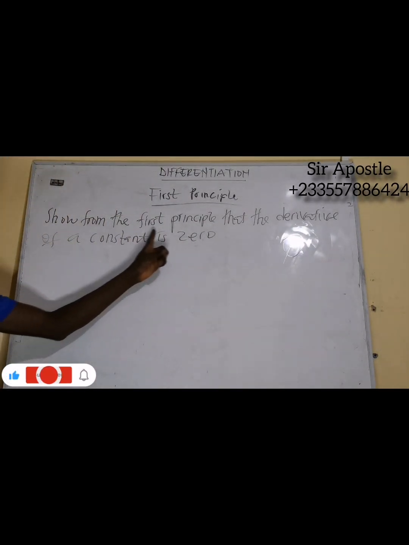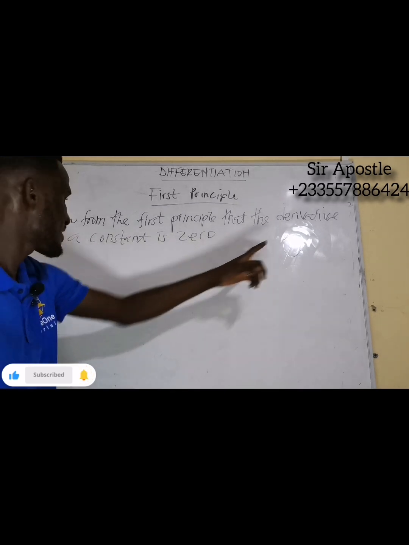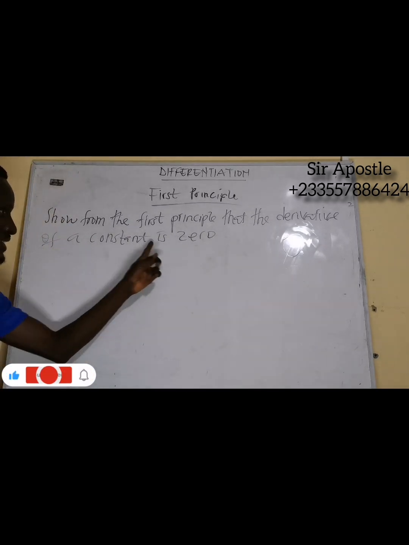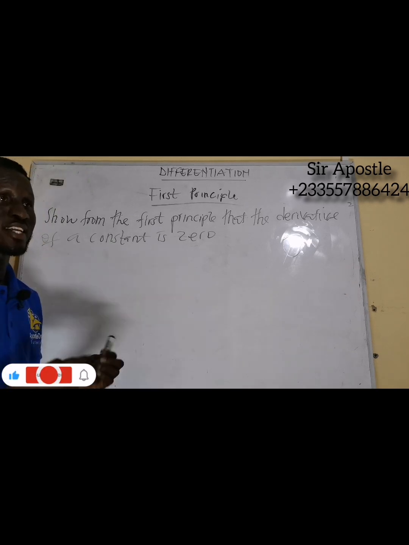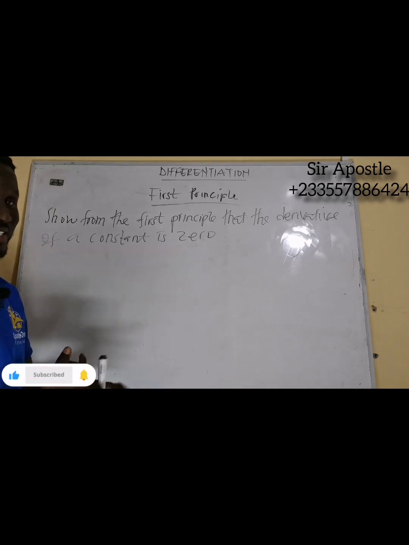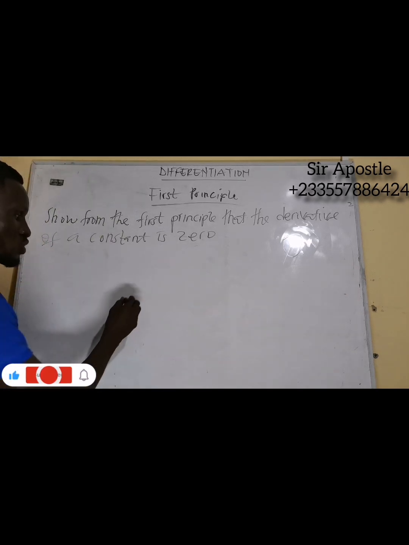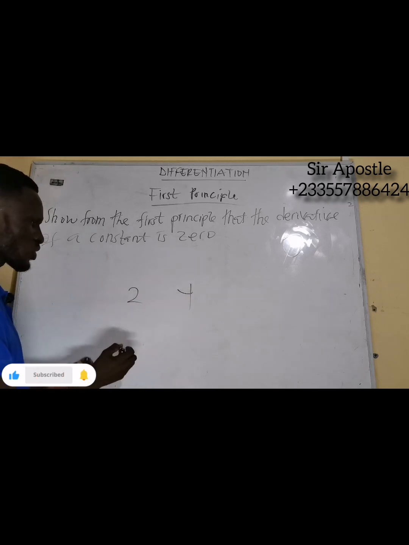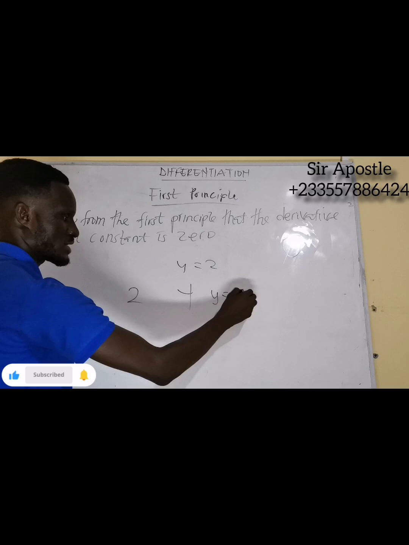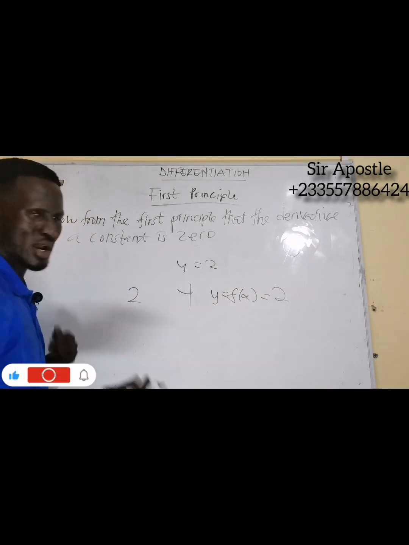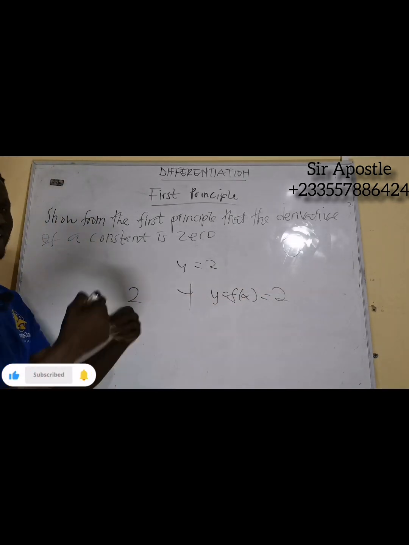Now, show from the first principle that the derivative of a constant is 0. At this point, I'm going to talk about when we are differentiating a constant. A constant is just a number without a variable. So 2 is a constant, 4 is a constant. So when y is equal to 2, or let's say y, which is equal to f of x, is equal to 2, or a constant, and we are differentiating, this is going to be the answer.